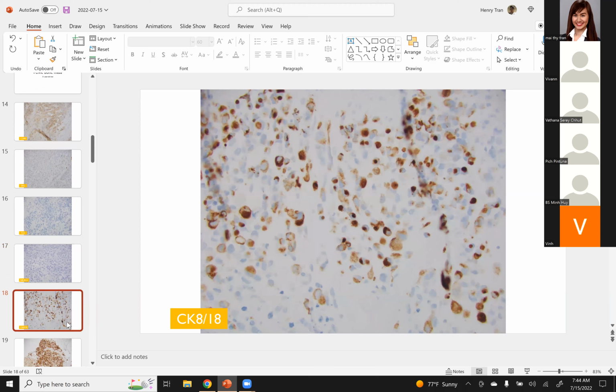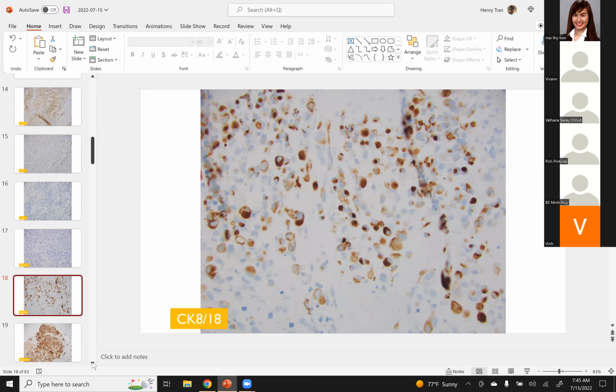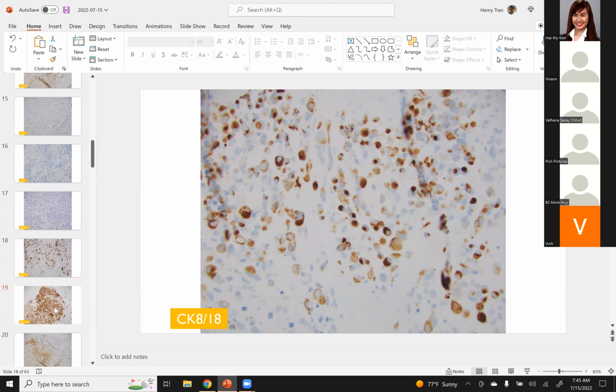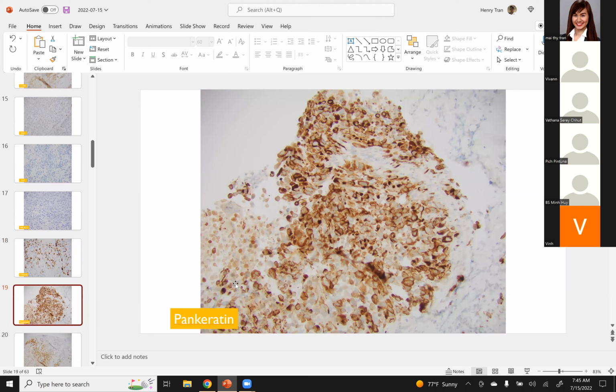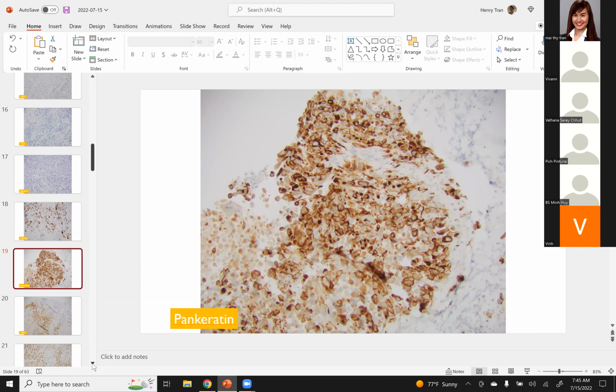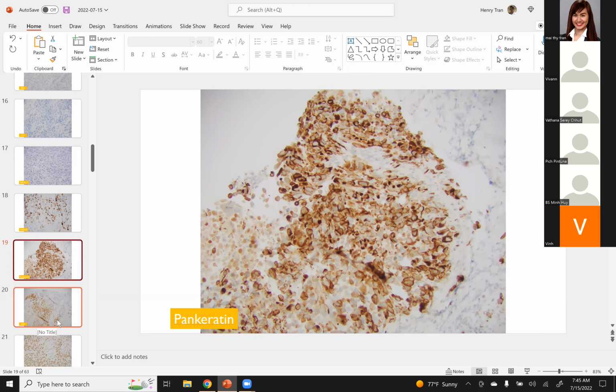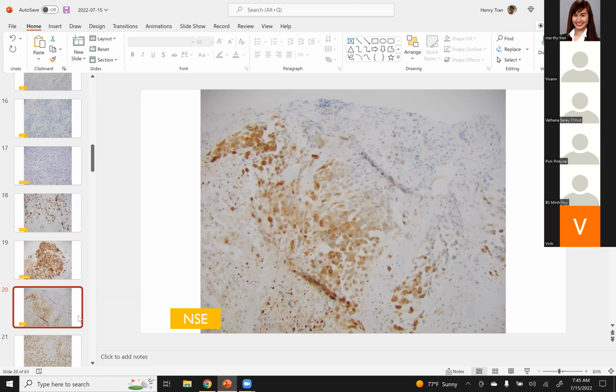But back to more basic stains, so CK18, we see that this has some really strong staining in some areas, that's kind of paranuclear. So going back to the thought of metastatic carcinoma, this can definitely support that. Pan-cell keratin also stains very strongly and stains even more cells. So could this be just a metastatic carcinoma? And then we have more results.